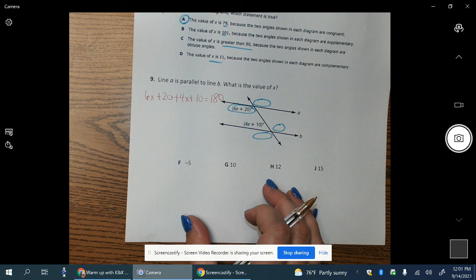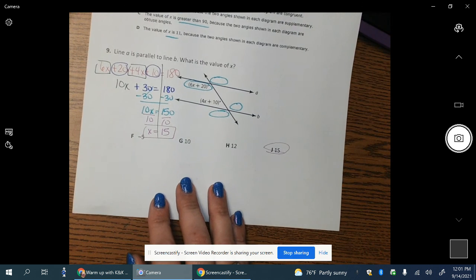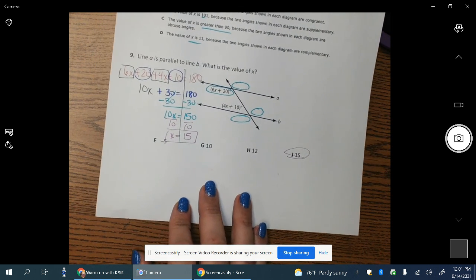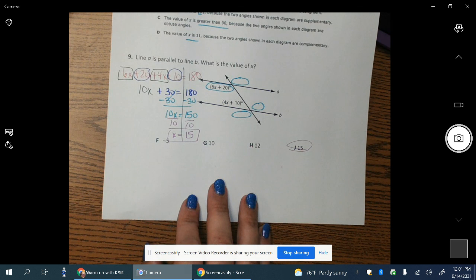Your answer is not a trick. It is one that is there. Make sure you combined like terms first. Then you're moving the 30 over. And the last step is to do what? Divide. Good. The answer was 15. So look at your answers to see where you messed up.